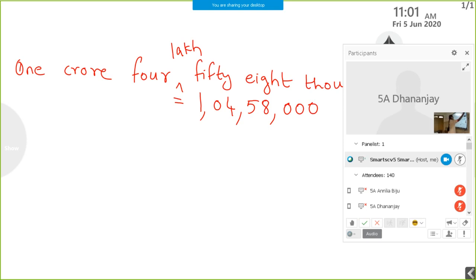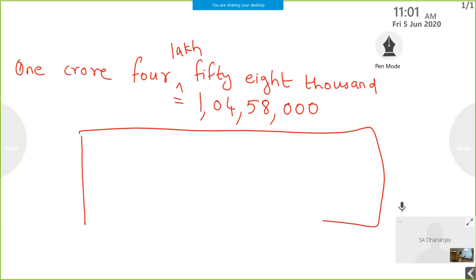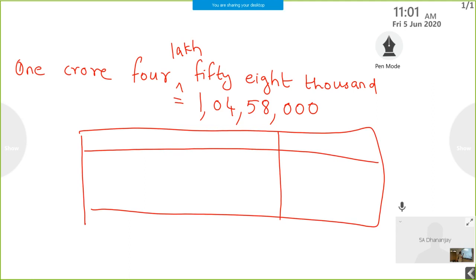Okay. So now we can represent this on the place value chart. How will you represent this on the place value chart? I know you all know how to do this. We have the ones period, thousands, lakhs, crores.